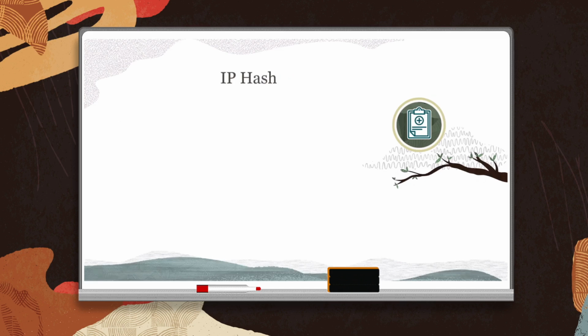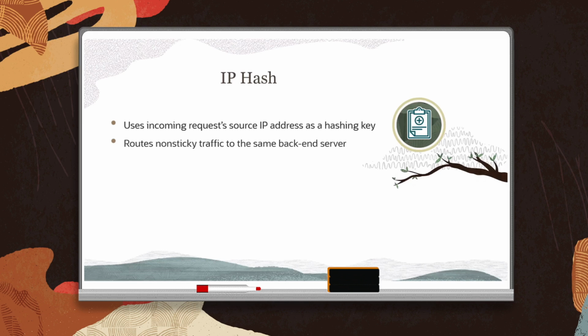Then IP hash. In this case, the incoming IP is going to be used as a hashing key, and based on that, the request is going to be sent to the backend server. So in a way, it is sending the non-sticky traffic to the same backend server because we are using the incoming IP as a hashing key. So the request from the same client will go to the same backend server every time as long as it is the same incoming IP.